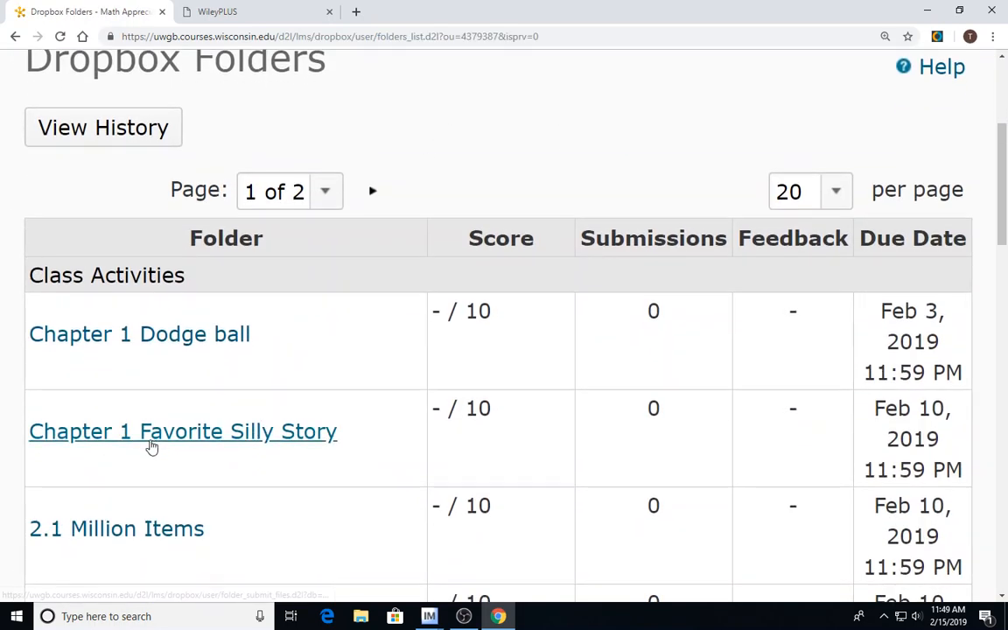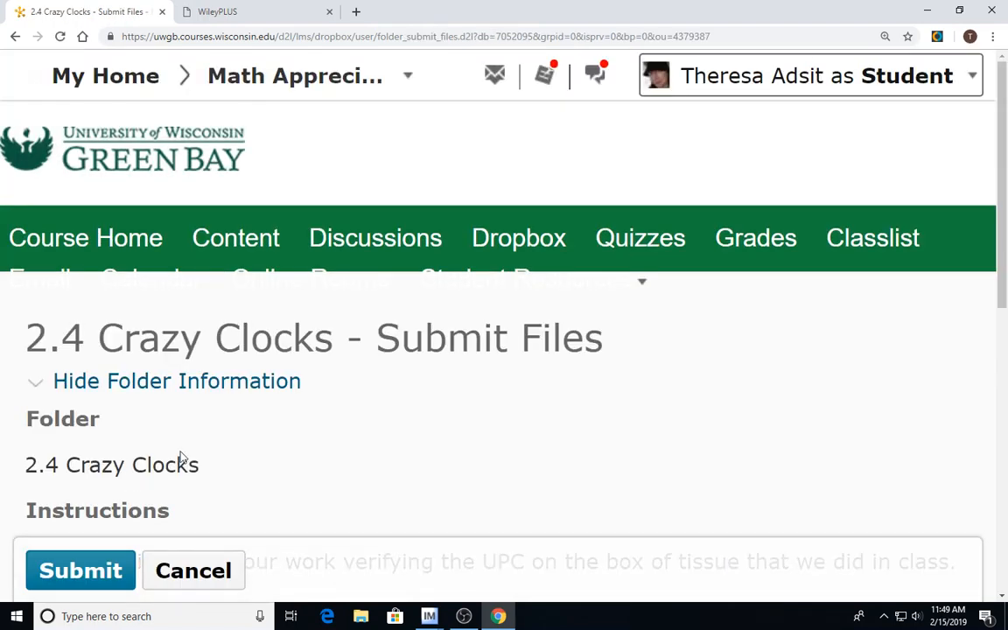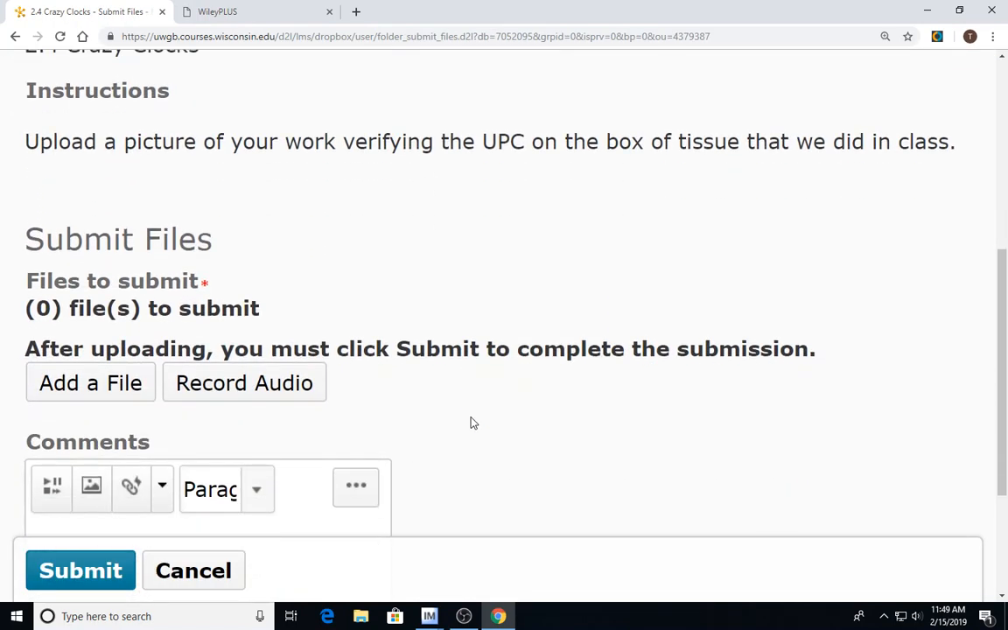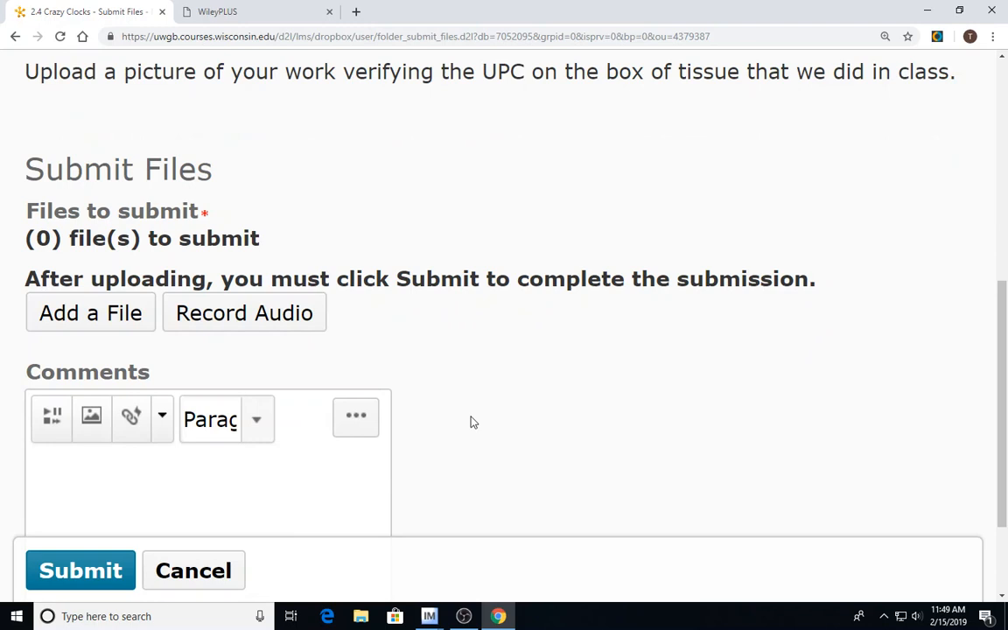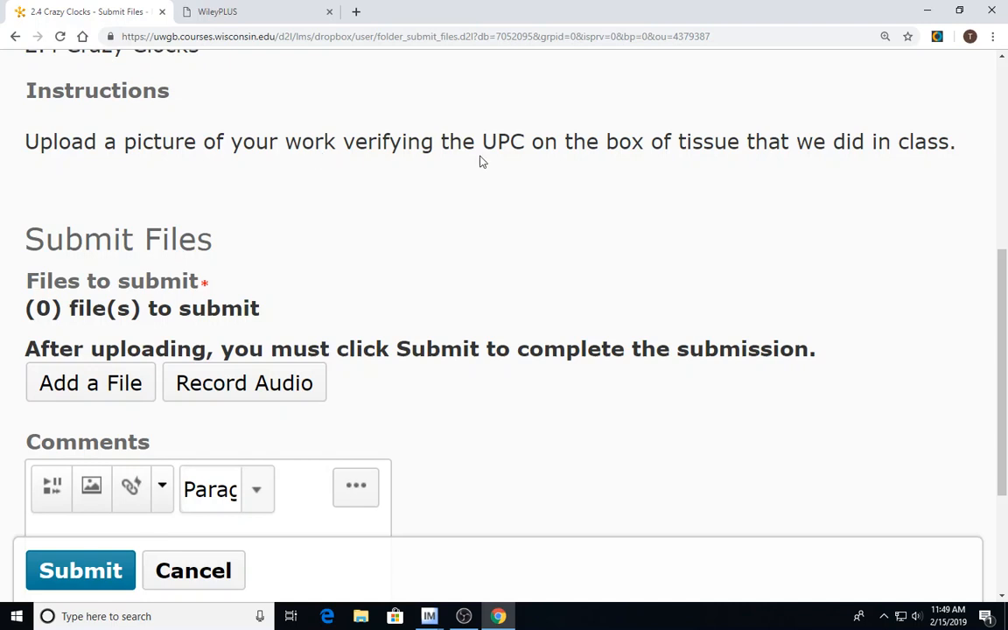So if you pick out a Dropbox, say this one, it should say in the instructions, upload a picture of your work verifying the UPC on the box of tissue that we did in class. So we'll be doing that later today. Does anybody not see that? I'm not sure why people weren't able to find that. Do you have a question? Okay.